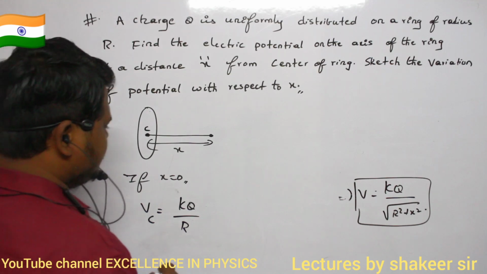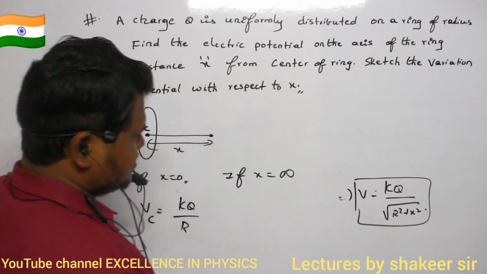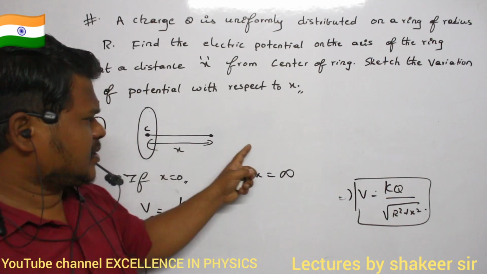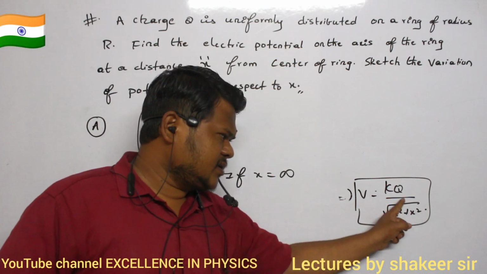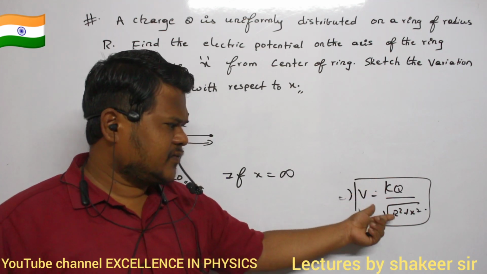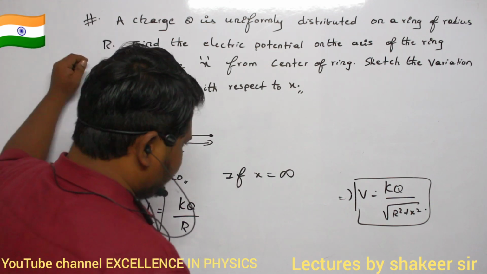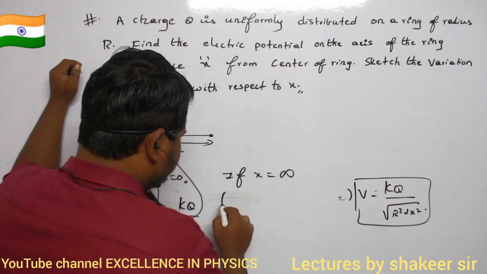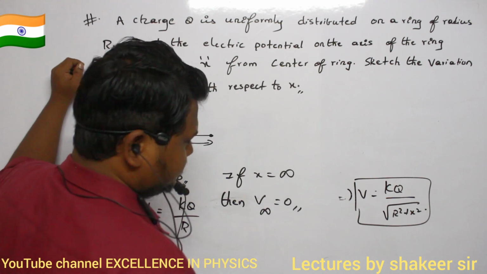Similarly, if the x value is infinite, meaning very, very large, it means point P is somewhere at infinity. Then the total denominator will become infinity, and anything divided by infinity is 0. So the potential at infinity will become 0.